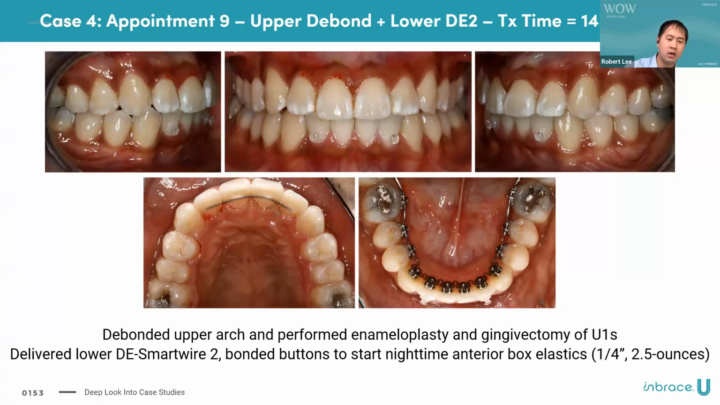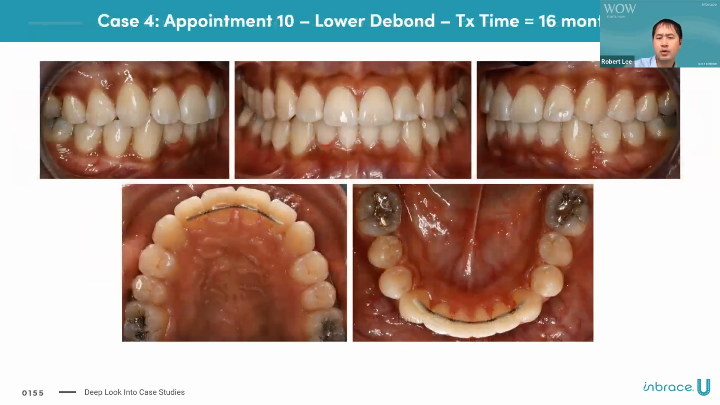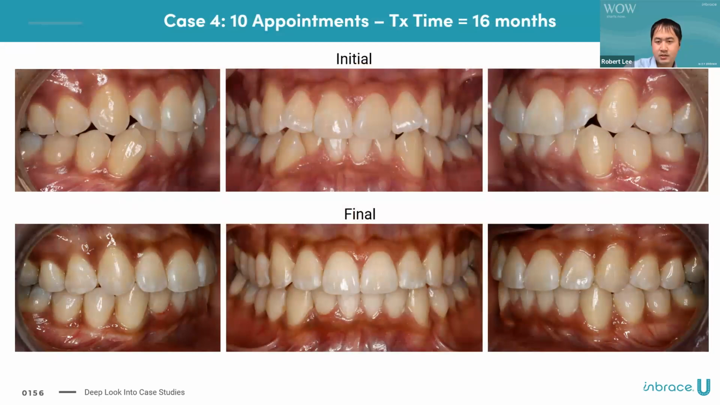But I put that lower wire in, I debonded the upper arch, performed a little bit of enamelplasty and gingivectomy, and then I started again the same kind of settling retainer to run my anterior vertical elastic just at nighttime. And so then when the patient came back in the next visit, we took off the lower, and then I was able to get the proper overbite that I wanted in this case. And then that finishes up this case here.